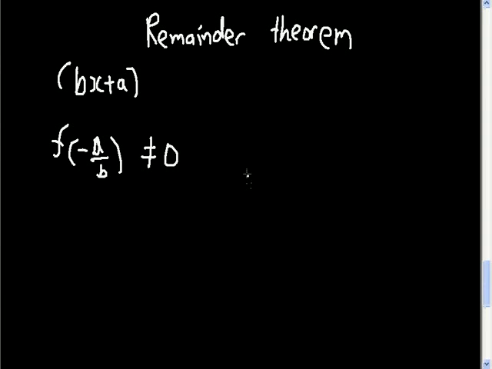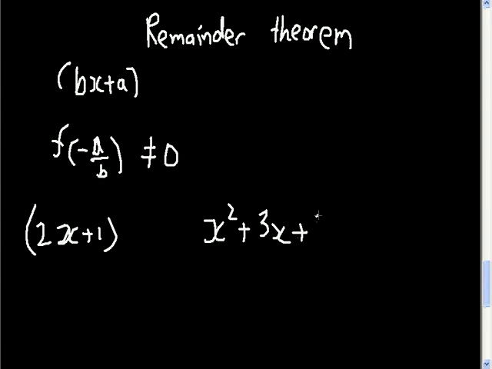Okay, now we're going to look at the remainder theorem. It's very similar to the factor theorem. So if you had a factor, let's say 2x plus 1, and then they asked you, if I divide this quadratic equation, now I know what my factors are for this. It's x plus 1 and x plus 2.